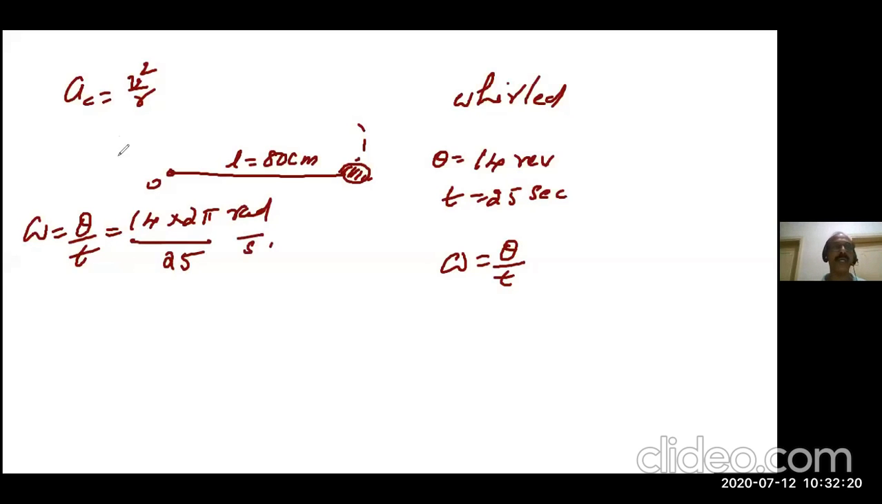Once you get omega, you can use that formula if you want. Otherwise, first you have to find out V, then substitute. Anyway, you can use it. V is equal to R omega. We can write here R omega squared. So omega, you can substitute this value here.